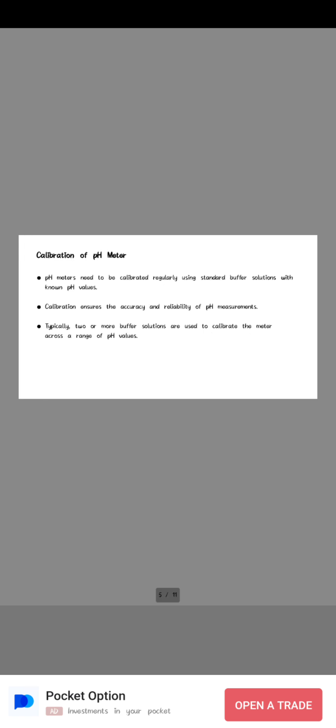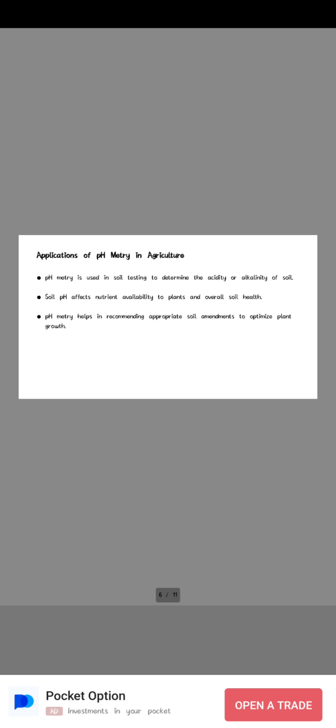Calibration of pH meter. pH meters need to be calibrated regularly using standard buffer solutions with known pH values. Calibration ensures the accuracy and reliability of pH measurements. Typically, two or more buffer solutions are used to calibrate the meter across a range of pH values.